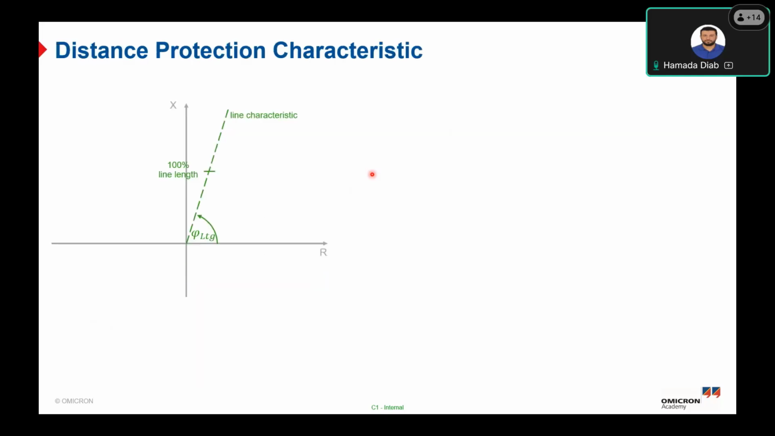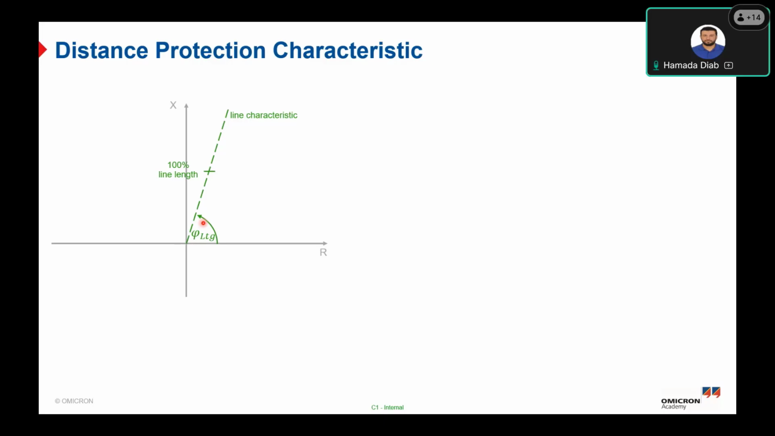Okay, so here is how to define the distance protection characteristics. So here is the zone, as you can see in our single line diagram, which can also be visualized in the complex plane or RX plane. Here we have the line characteristic, and here is the line angle. This line angle is calculated and measured before we start the testing and commissioning, in the design stage, and based on these parameters of the line, we can calculate Z1, Z2 and Z3.